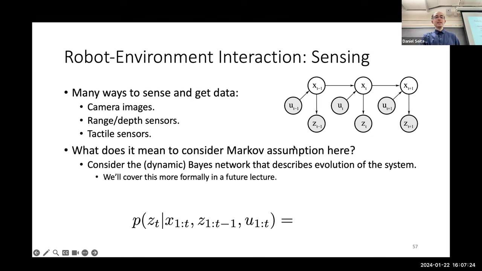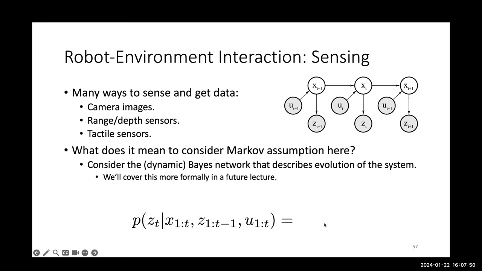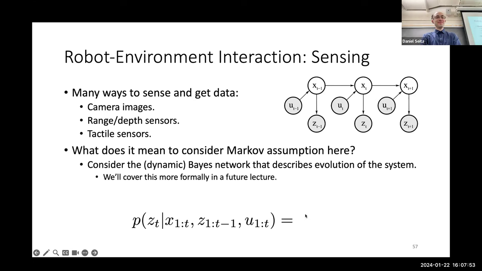So what does it mean to consider the Markov assumption here? If we have this probability, the probability of Z_t, that you see and you get this measurement conditioned on all the prior variables, if we are assuming the Markov assumption represented with this Bayes net, what do you think goes here? You can write it down here or maybe just say. I'll give you 10 or 15 seconds to think about it.